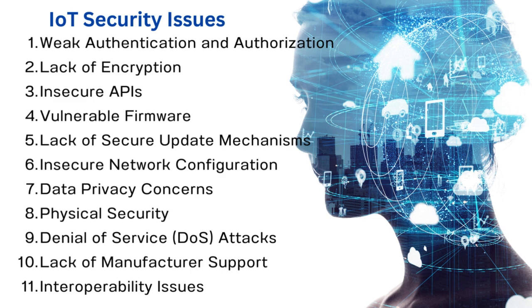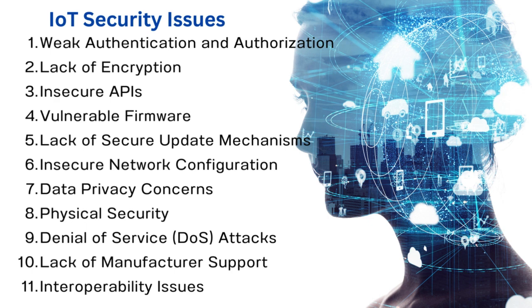And the seventh one is data privacy concerns. IoT devices often collect and transmit sensitive personal data without adequate safeguards, risking privacy breaches and exposure of personal information to unauthorized parties, potentially leading to identity theft or other forms of exploitation. Number eight is physical security. Unsecured physical access to IoT devices allows attackers to physically tamper with them, extract sensitive information, or compromise their functionality, posing a significant risk to the overall security of the network.